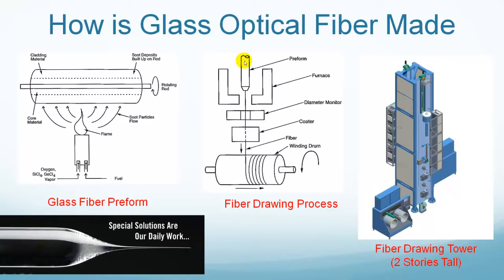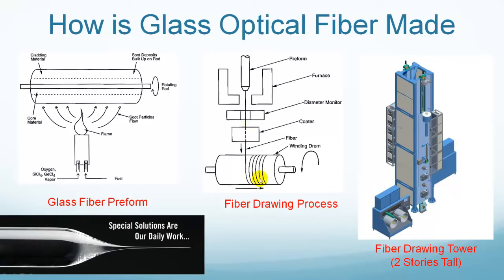Then the preform is hung at the top of the fiber drawing tower. The tower is a couple stories tall, as shown in the right picture. The preform is heated by a furnace which softens the glass. The softened glass drips and is pulled downward by gravity. A diameter monitor carefully monitors the fiber's diameter, which usually is 125 micrometers. Then the coater deposits a layer of plastic buffer coating for mechanical protection, which usually is 250 micrometers in diameter.